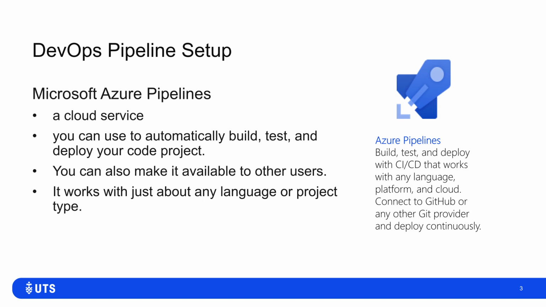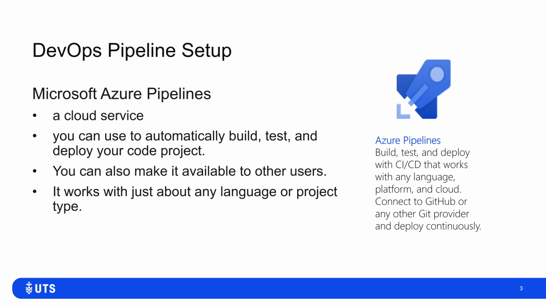So in our subject, we recommend you use Microsoft Azure Pipelines to implement your software development pipeline in your project. Azure Pipelines, generally speaking, is a cloud-based service, so you don't have to install it on your own laptop, and you can use it to automatically build, test, and deploy your project. The most convenient way is to deploy your project to Microsoft Azure, but you can also deploy to other environments like AWS or other containers.